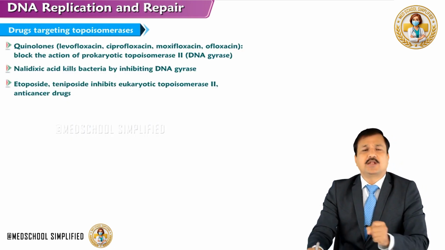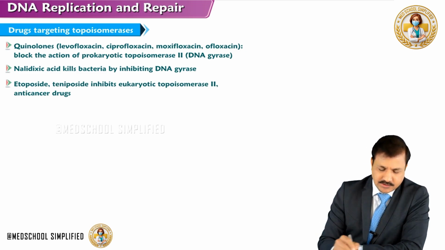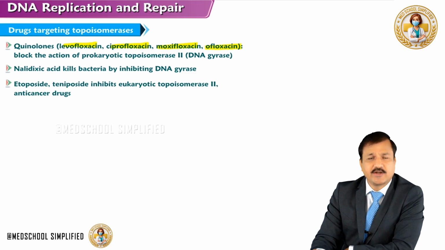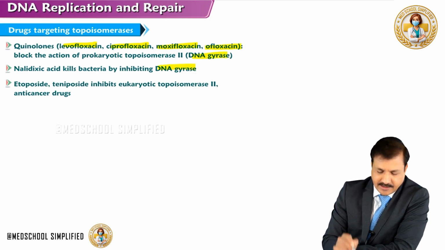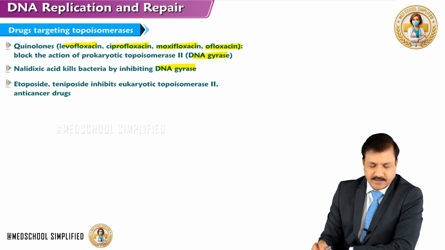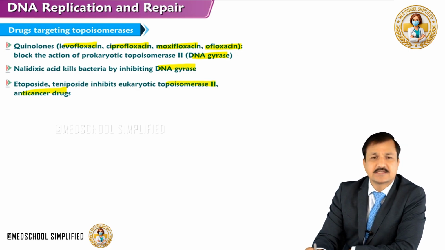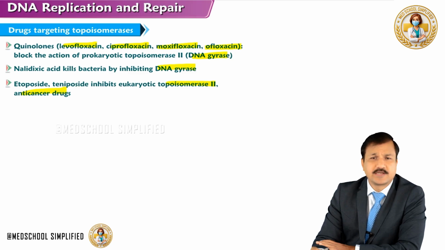Now, certain drugs will target topoisomerase enzymes. Those are quinolones, which are levofloxacin, ciprofloxacin, moxifloxacin and ofloxacin. They block the action of prokaryotic topoisomerase 2, that is DNA gyrase. Nalidixic acid kills bacteria by inhibiting DNA gyrase. Etoposide and teniposide inhibit the eukaryotic topoisomerase 2 enzyme and they act as anti-cancer drugs. These are some of the drugs that target topoisomerases during the DNA replication process.